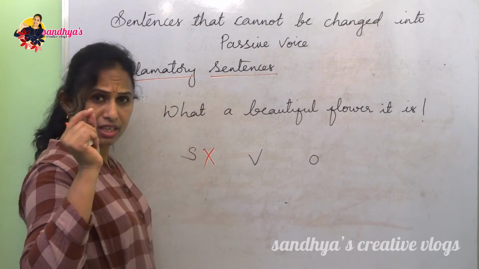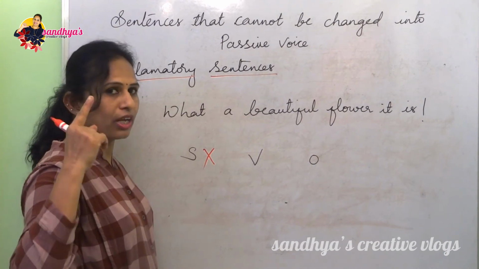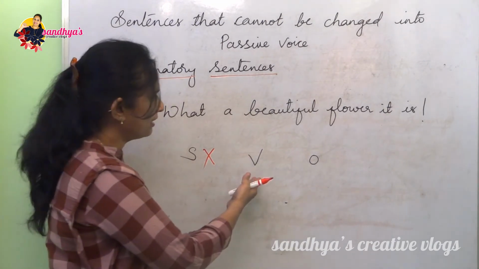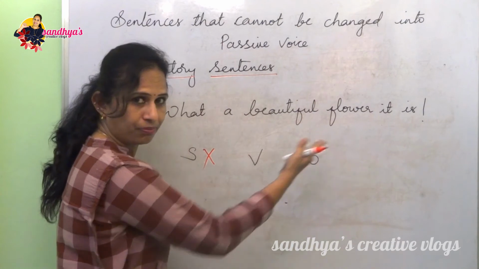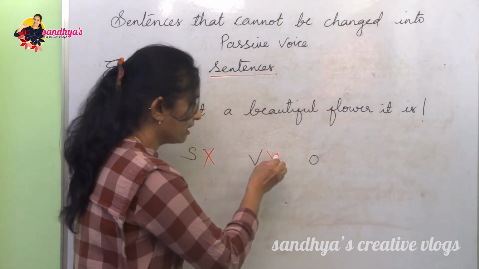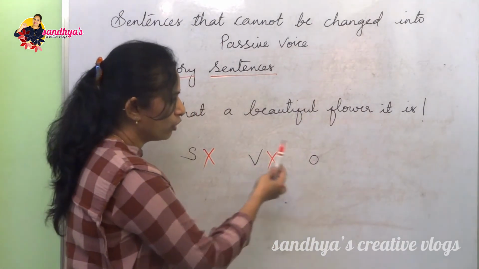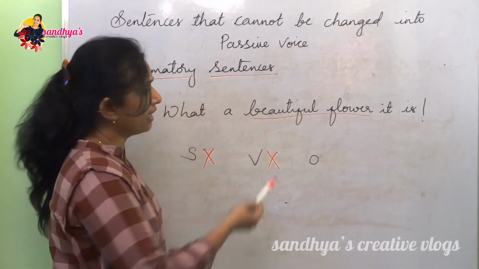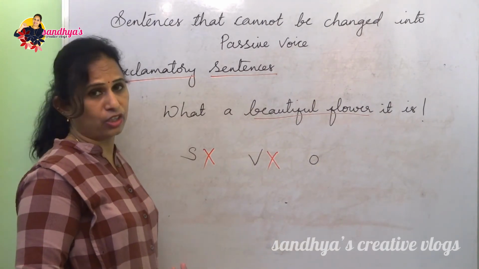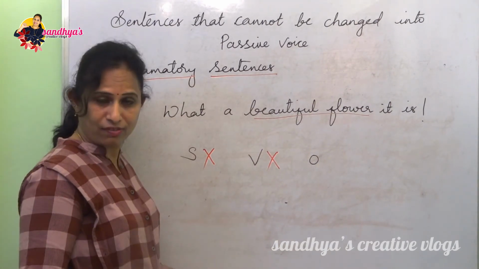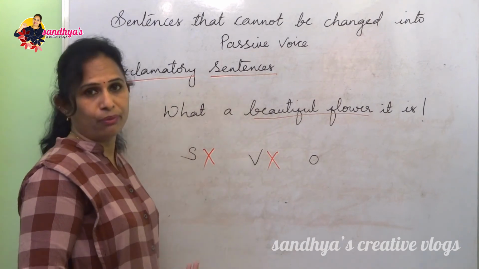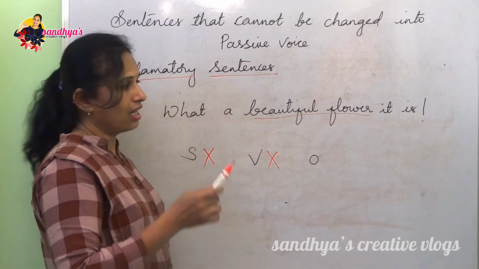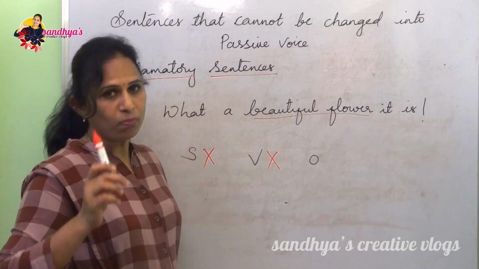If you miss even a single component, you cannot change a sentence from active to passive voice. Let us see at least the verb. Is there any verb performing the action here? There is no verb. So even this is missing. And let us find out the object. What a beautiful flower it is. Maybe there is an object, but it is not receiving any kind of action from the subject because there is an absence of the subject as well as an absence of the verb. So we cannot change the sentence into passive voice if it is given in exclamatory form.